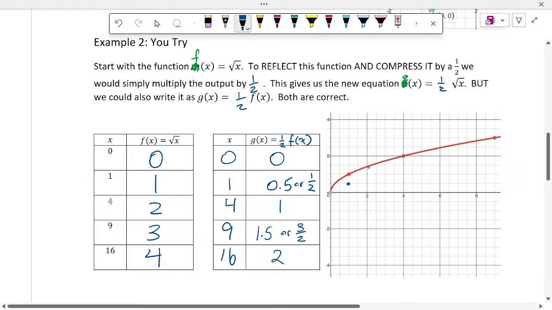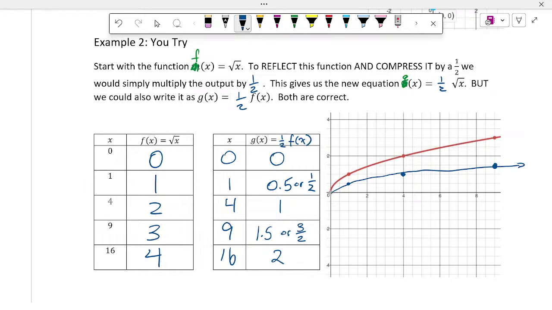Yep, there's 9, and that needs to be at 1.5, right? That would be 1.5 there. Cool. And there's our modified function. And sure enough, what's it look like? You multiply everything by half. Lo and behold, it's the same shape, only it's been squished down, so it's half as tall. And we call that squishing compression.